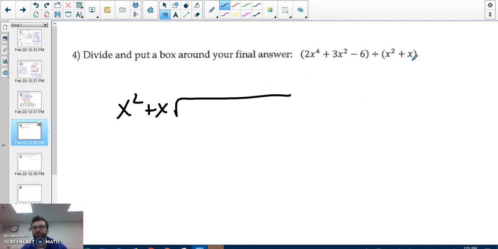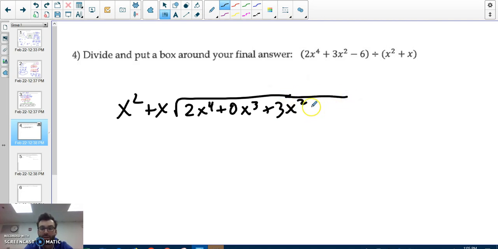Now I have 2x to the fourth. I don't have any x to the third, so remember I have to use a placeholder, plus zero, plus 3x squared. No x term, so again I have to use a placeholder, and minus 6. Because these two terms, this x and this x to the third, are there, but you just don't see them. They have the zero there, so it goes away.